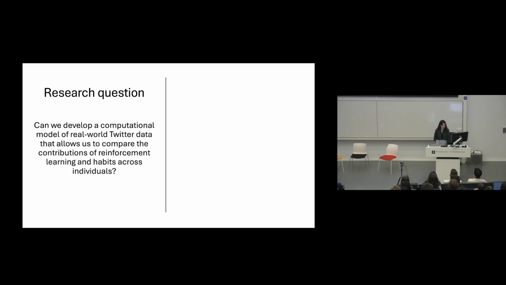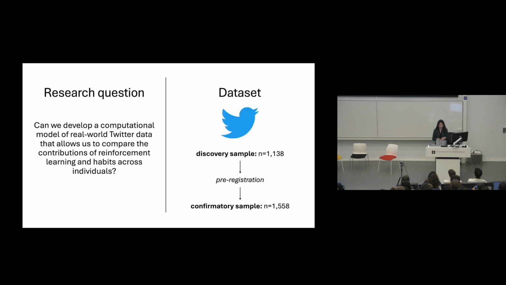So we set off to see if we could come up with a computational model which would allow us to characterize the relative contribution of these different systems, the reinforcement learning and the habit, across individuals, and if we could infer from people's raw Twitter data what those cognitive processes were for them. In order to do so, we got a large Twitter data set, which constituted people's posting times on Twitter and the amount of likes that they got on each post. And we developed all our models on a discovery sample and then pre-registered the whole analysis pipeline and replicated it on a randomly partitioned confirmatory sample.